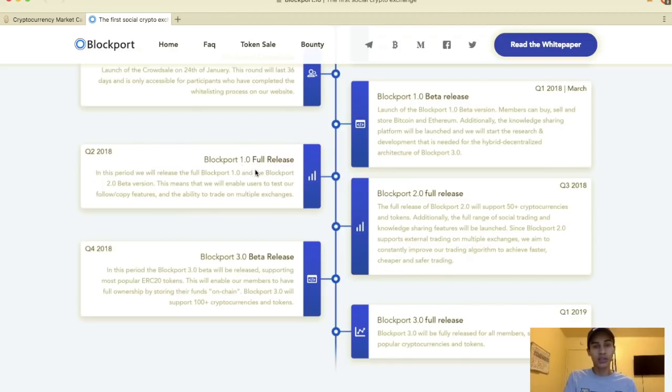Blockport 1.0 full release. In this period, we will release the full Blockport and the Blockport 2.0 beta version. So they're going to release the full 1.0 version and the beta 2.0. This means that we will enable users to test our follow and copy features and the ability to trade on our multiple exchanges. Wow, so this is actually going to be happening pretty quick. So this is in March, and right after, probably in April or May.